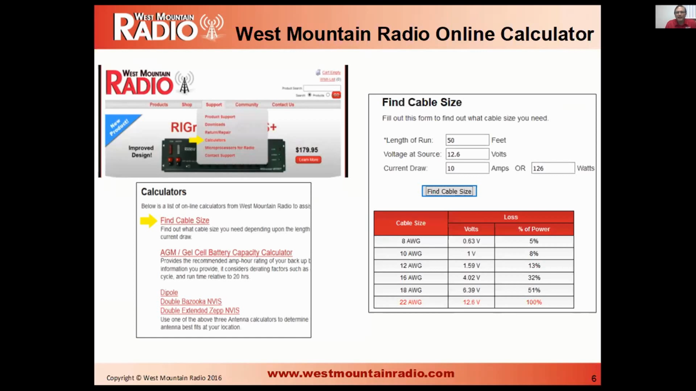The West Mountain Radio website has a calculator on it that you can go to under support calculators that will tell you for a given distance of cable what the loss will be, just like that chart that we just saw. So if you're trying to figure out, like in a vehicle, I've got 10 feet of cable, should I go with 8-gauge cable? Should I go with 10-gauge cable? This is a nice calculator to use to try and figure that out.